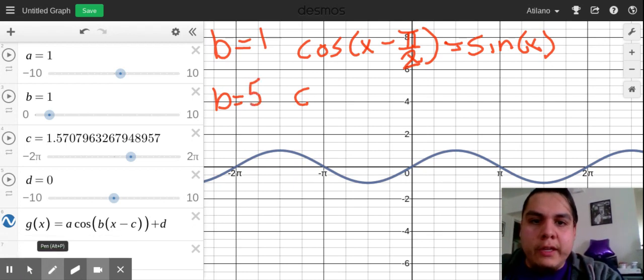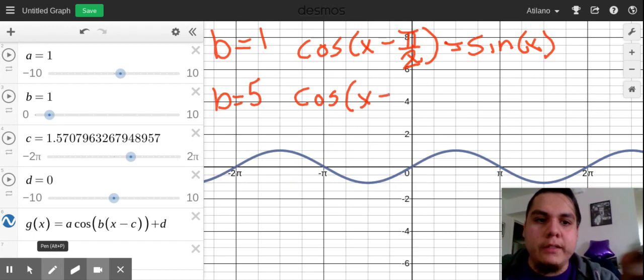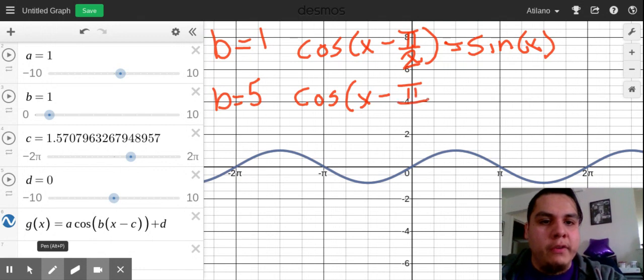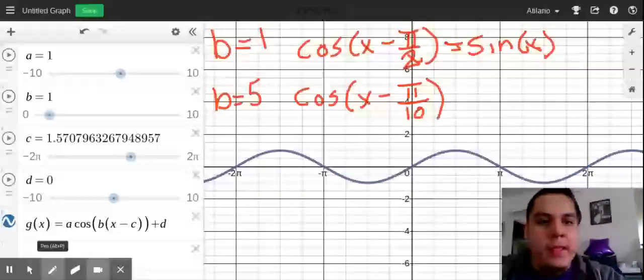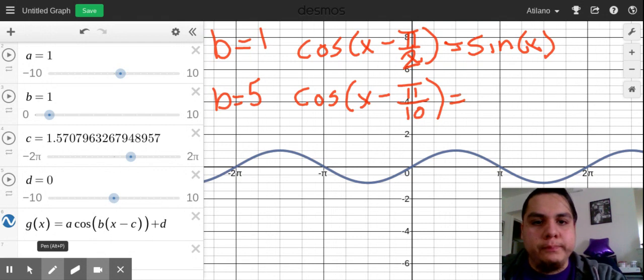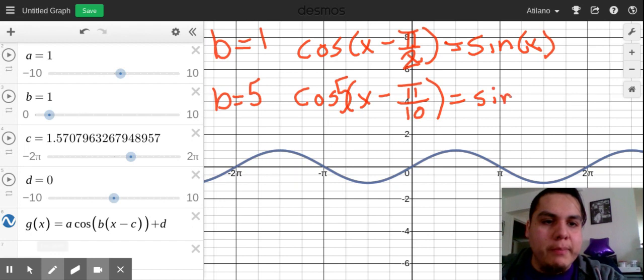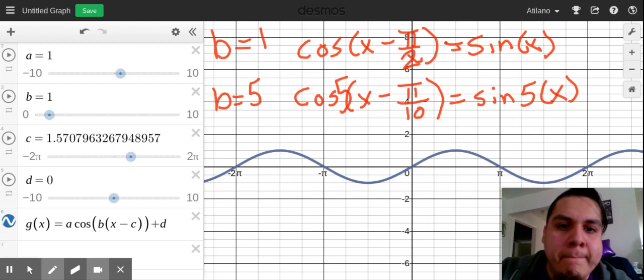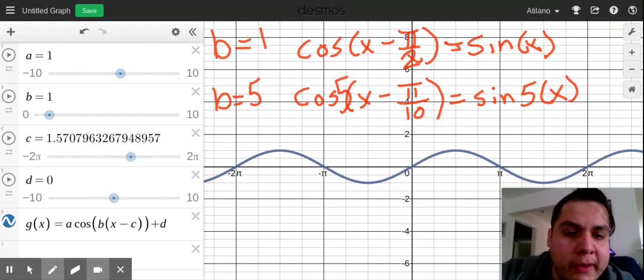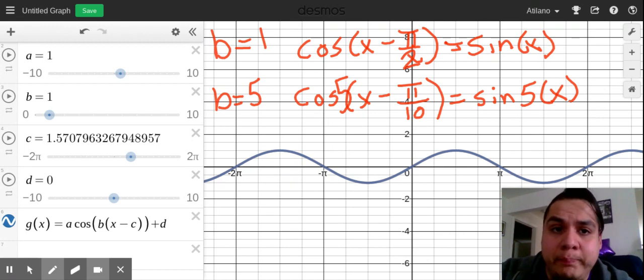I would say that it would take cosine of x minus, oh boy, pi over 10 to equal, don't forget the 5. You can't forget the b value, Rodriguez. You gotta be better. Gotta be an example for these childrens. I'm going to say that cosine of 5 parentheses x minus pi over 10 should equal a sine of 5x.